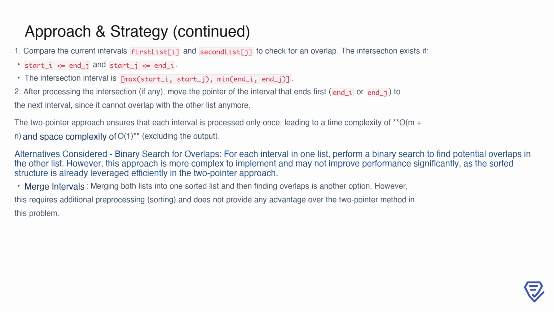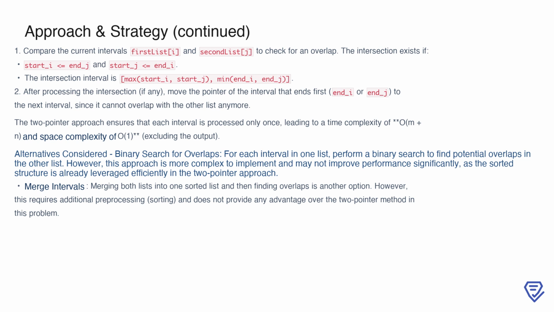After processing the intersection, we must decide which pointer to increment. The pointer corresponding to the interval that ends earlier, either end_i or end_j, is moved to the next interval. This ensures that we skip intervals in one list that cannot possibly overlap with the current interval in the other list. The beauty of this approach lies in its efficiency. Each interval is processed only once, giving it a time complexity of m plus n. Moreover, it requires O(1) additional space beyond the output, making it highly efficient in terms of memory usage.